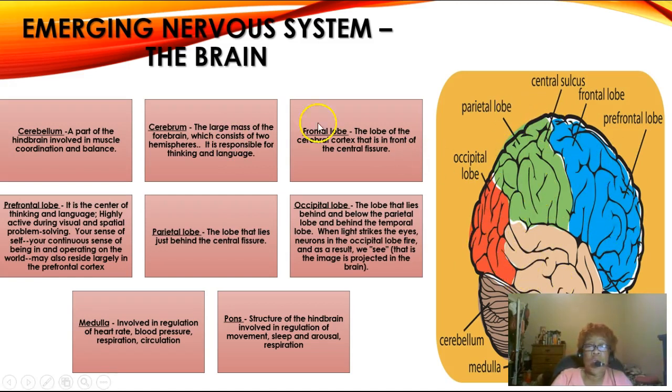Then you have the cerebrum, which is this whole large mass, all these different colors. It's the cerebrum, which is the largest lobe of the brain. And it consists of 2 hemispheres, which is responsible for your thinking, language, your thought processes, okay? And also helps control your emotions.